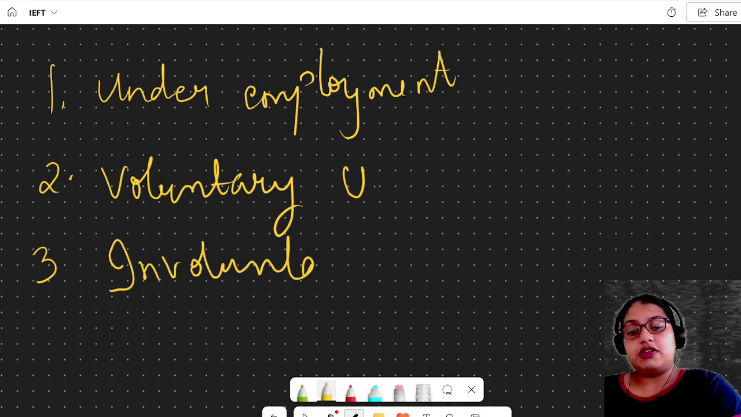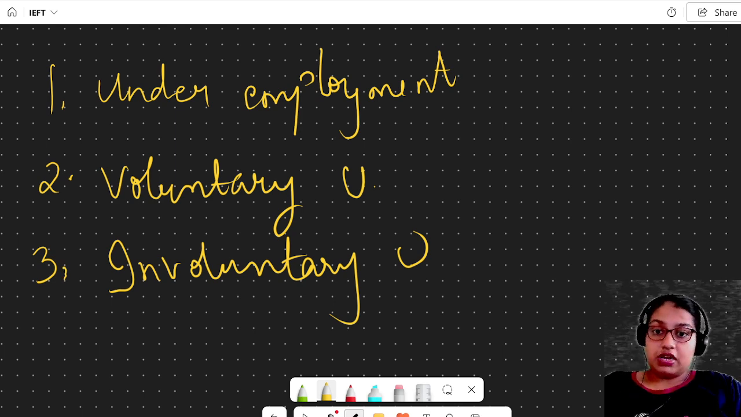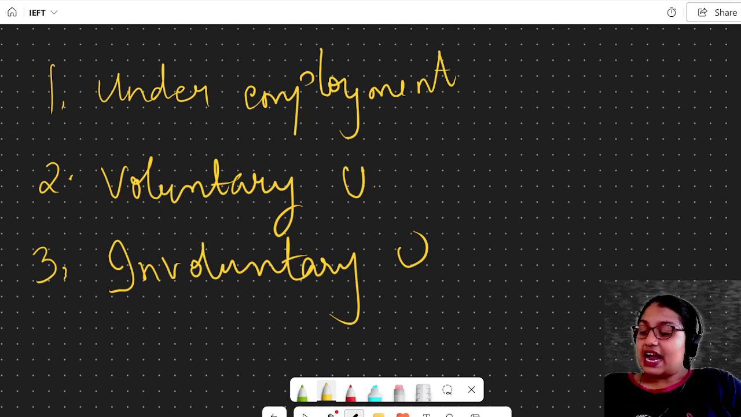So then what will be involuntary unemployment? It will be the opposite of voluntary unemployment, right? In voluntary unemployment, the employment opportunities were more. So in involuntary unemployment, the number of laborers will be more, and the employment opportunities will be less. We can take the example of PSC.